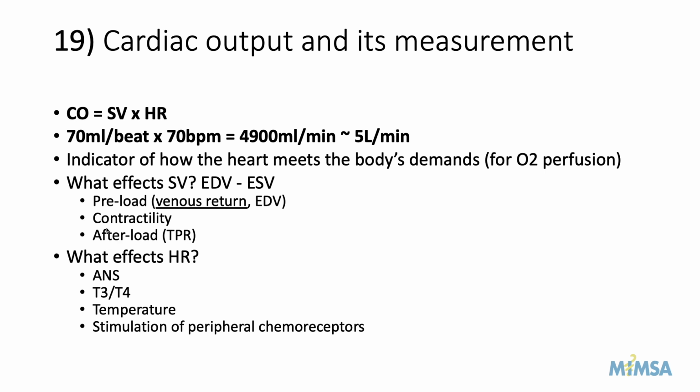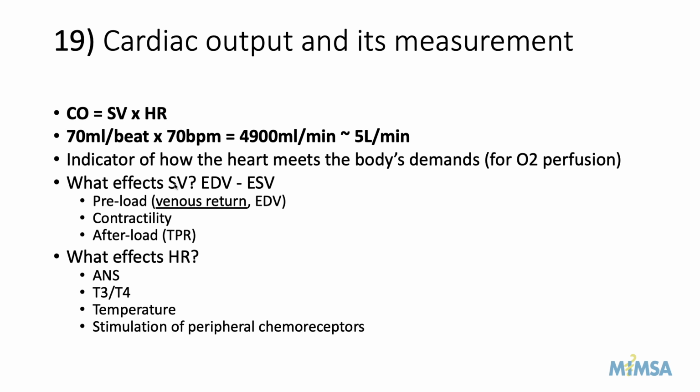And what affects afterload? I'll talk about this later when we talk about preload and afterload. It's basically stuff like hypertension, your blood pressure, aortic stenosis, if you have those heart pathologies, or if you have atherosclerosis and your vessels lose their elasticity, then these all increase the amount of resistance that the ventricle has to overcome to push blood out.